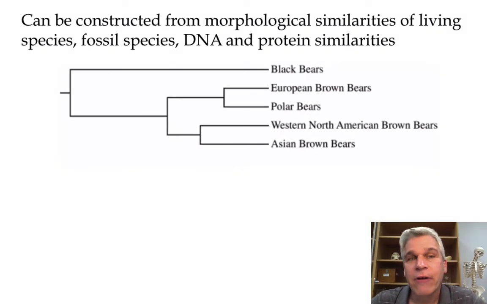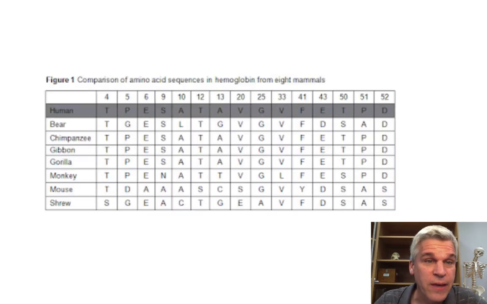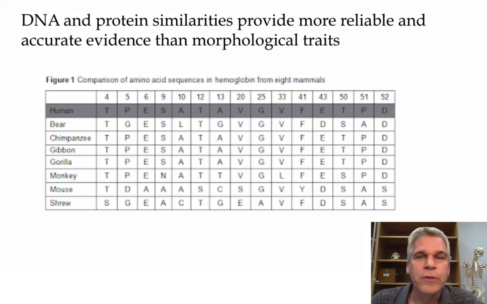Phylogenetic trees and cladograms can be constructed from morphological similarities of living species and fossil species. So those would be things like their anatomy, for instance. We can also use DNA and protein similarities as well. In fact, DNA and protein similarities do provide more reliable and accurate evidence than the morphological traits do. So this is typically the preferred method when possible.